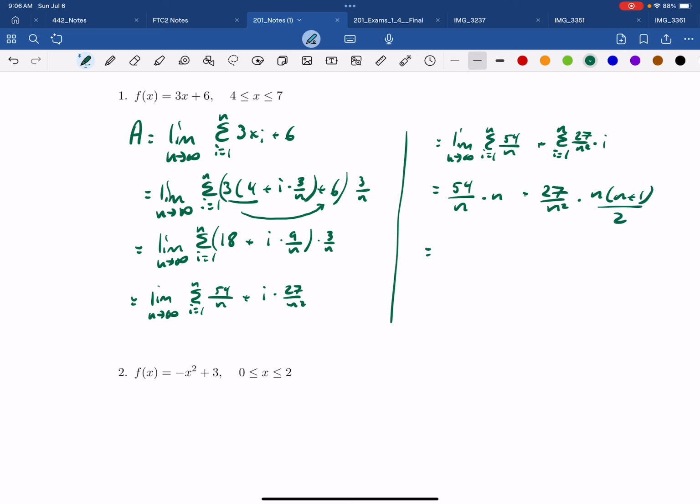And this winds up giving us 54 plus 27 over 2. Was that 108 over 2? So I think I'm getting 135 over 2. All right.